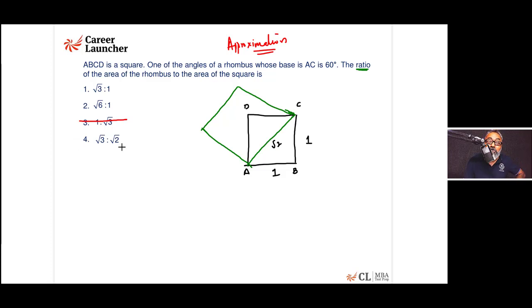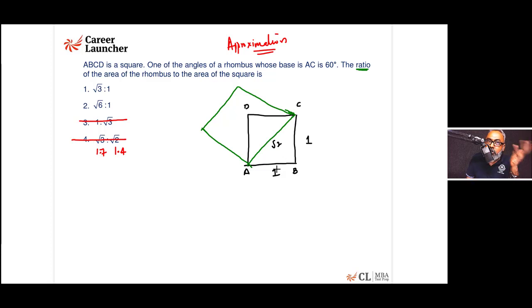And also when I look at root 3 is to root 2, what is root 3? Root 3 is 1.7. What is root 2? 1.4. What is 1.7 is to 1.4? Almost the same. It doesn't look almost the same. Doesn't make sense. Now you have to look at root 3 is to 1 and root 6 is to 1.